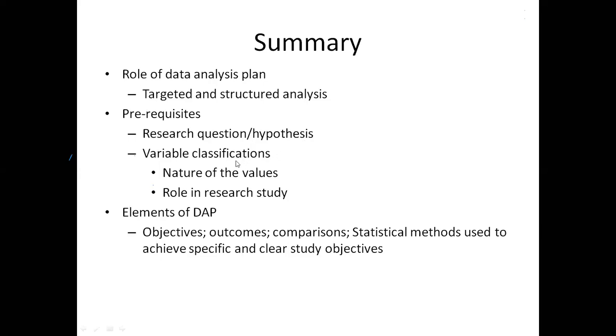And then you should be able to classify variables in terms of the nature of values that they take. That is the statistical classification we call numerical, non-numerical, nominal, ordinal, and so on. And then you also should be able to classify them in terms of the role they play in the research. So what's the outcome variable? What is the exposure or independent variable? And do you see any other confounders or covariates that could influence the relationship?